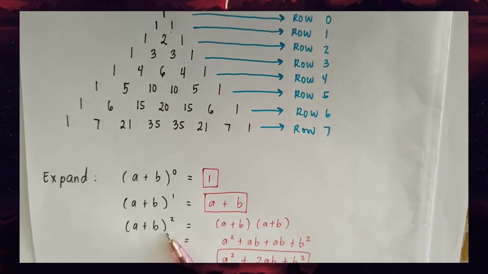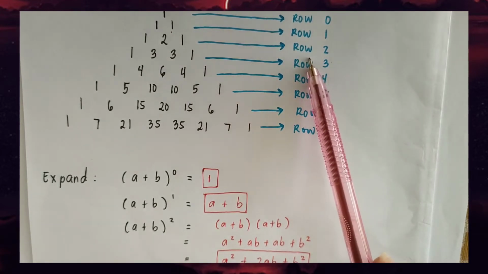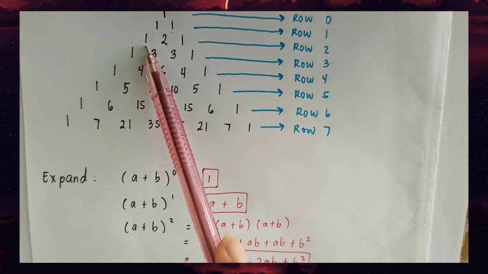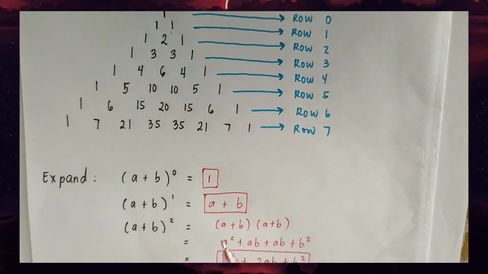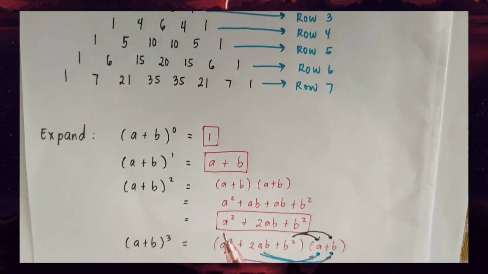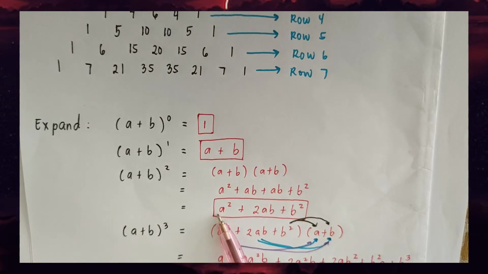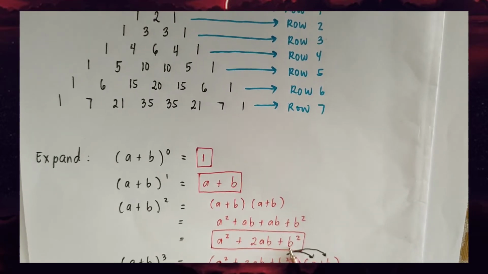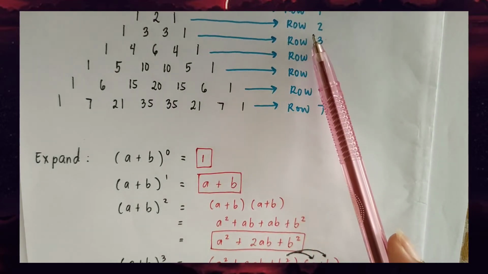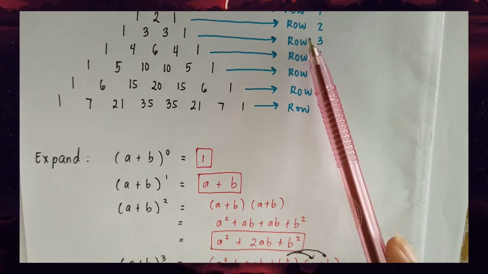Next, for a plus b squared, that is row 2. For our row 2, we have coefficients 1, 2, and 1. Same with row 2 in our Pascal's triangle.